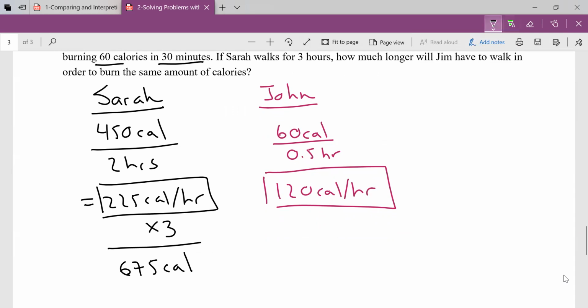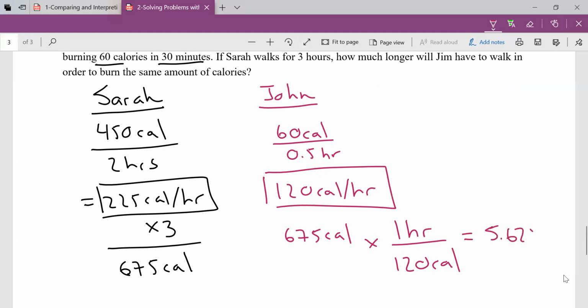Well, all we're going to do then is we're going to say 675 calories, and in 1 hour, he burns 120 calories. So 675 divided by 120. And when you do that, you're going to get 5.625 hours. Okay, so Jim John here is going to have to walk for almost twice as long as Sarah.